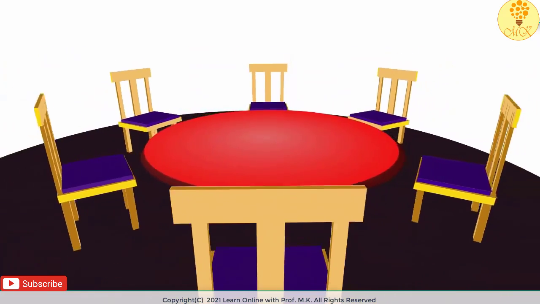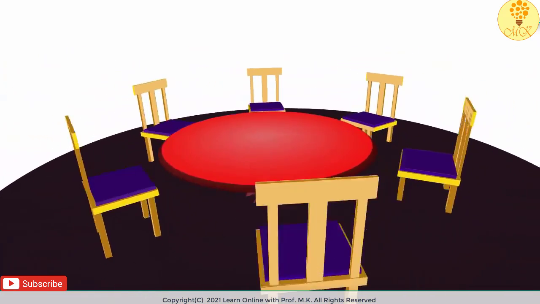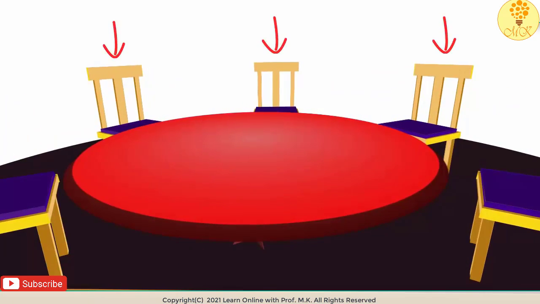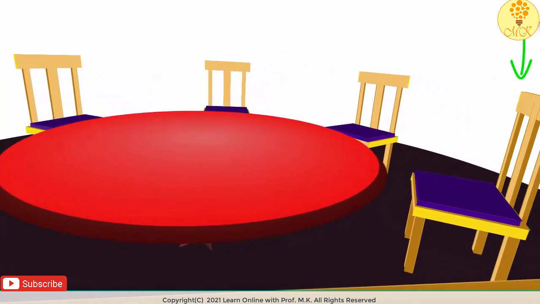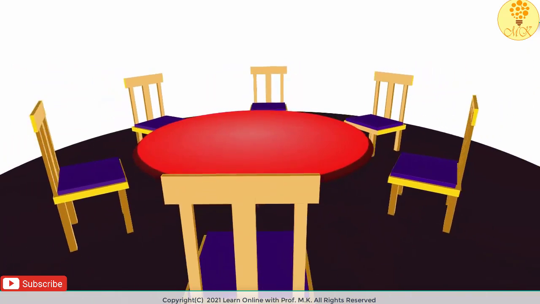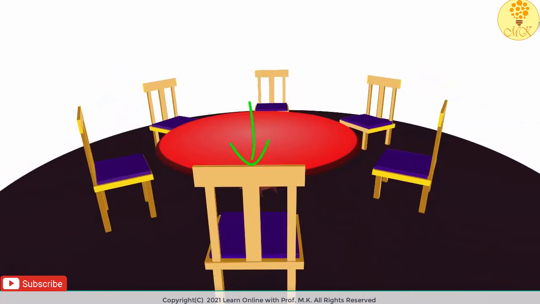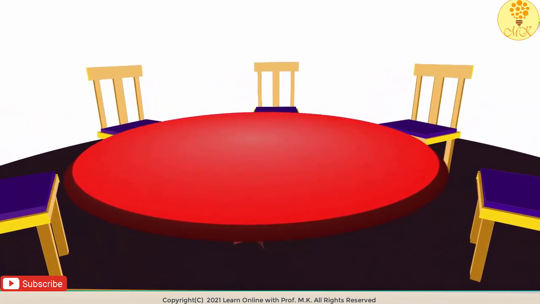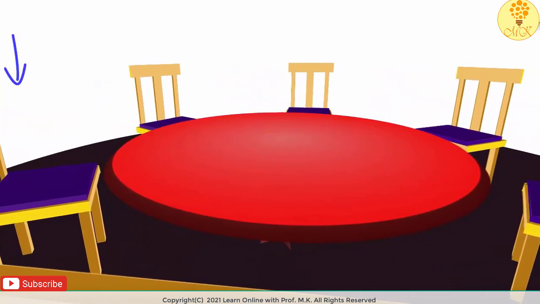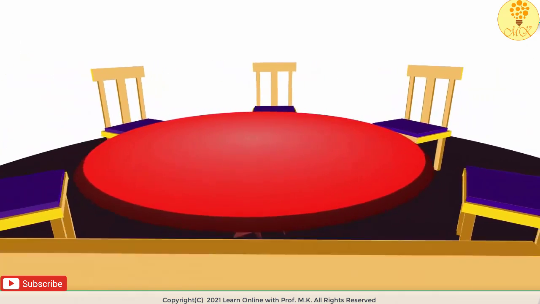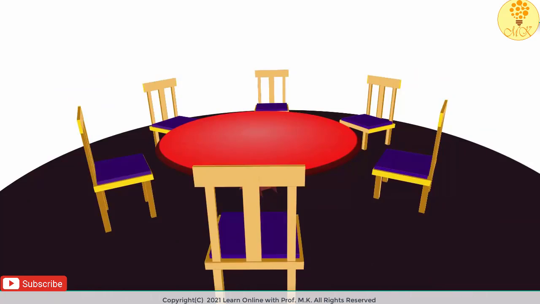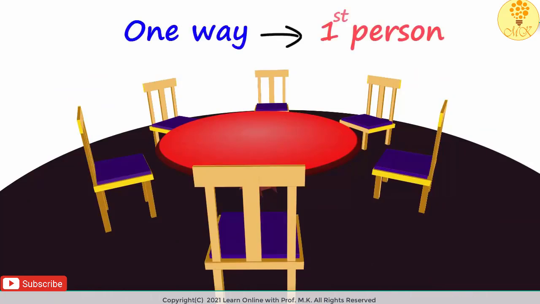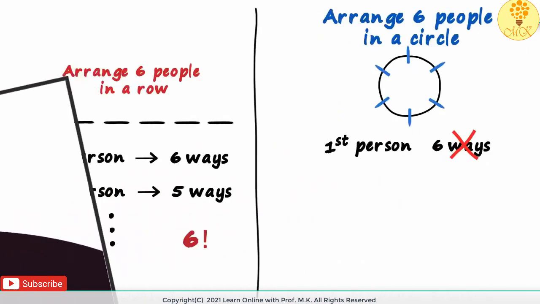Now assume you have decided to sit here on this chair. What do you see? You see 3 chairs in front, 1 on your left and 1 on your right. It's the same view. It means you sitting on this chair is not any different from you sitting on the previous chair. Say you had decided to sit on the 3rd chair. The view is still the same. 3 in front, 1 on your left and 1 on your right. Come on, what does this tell us? It tells us that there is just one way in which the first person can be seated on any of the 6 chairs. Let's go back to the whiteboard now.